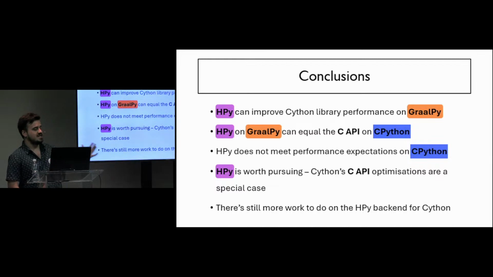So in general, HPy is worth pursuing because CPython's optimizations with the C API on CPython, R is a very special case. Sorry if I mix up CPython and Python a lot. It happens to the best of us. Okay, yes. But there's still more work to be done on the HPy backend for Python in the end.